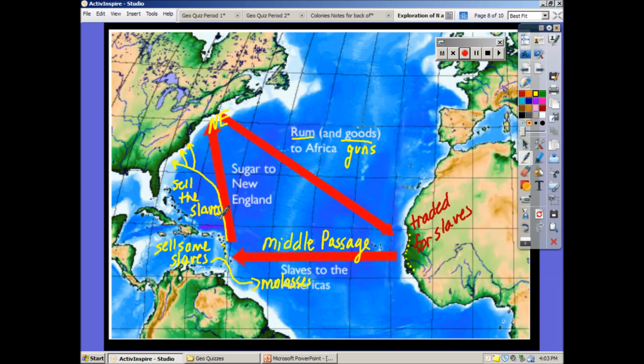Now, the boat still has molasses on it, and that boat continues then up the coast to New England, and the molasses is going to be traded for the rum and the guns. Turns out that, in fact, molasses is the key ingredient in rum. And so this is a very even swap that happens.